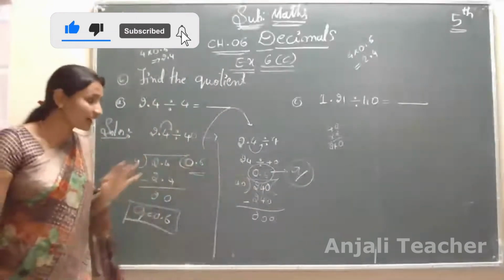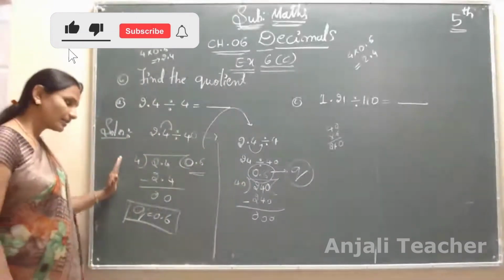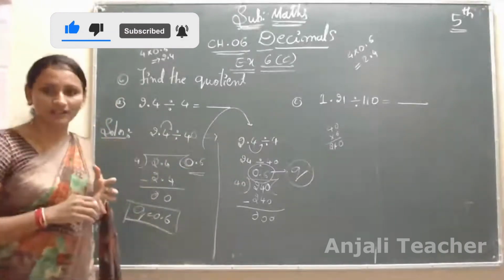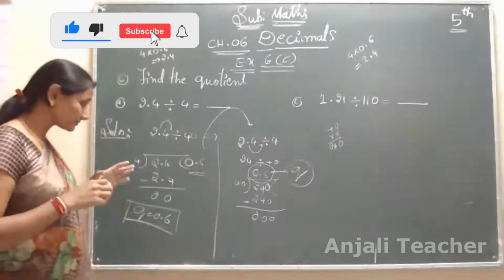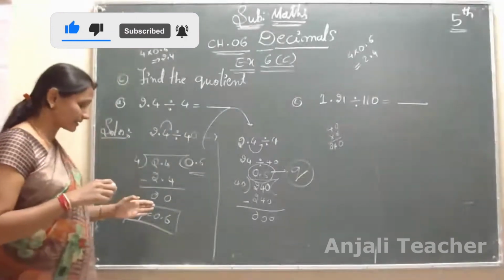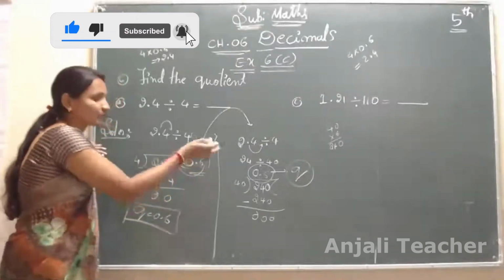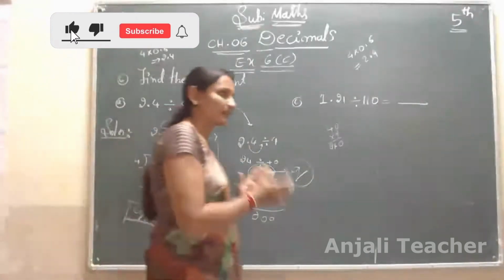This is the traditional method, a common division method. Now I will show a shortcut method. You have to move the points, you have to move 2 points. This is 2.4. What is the subtracted value? This is 0. So here also the quotient is 0.6, and the answer will be the same.